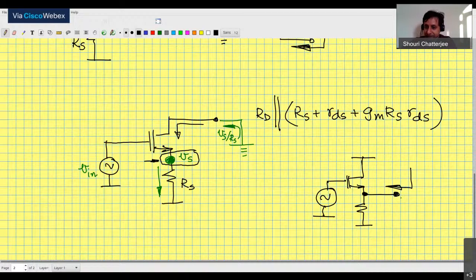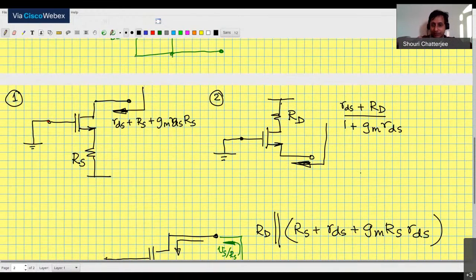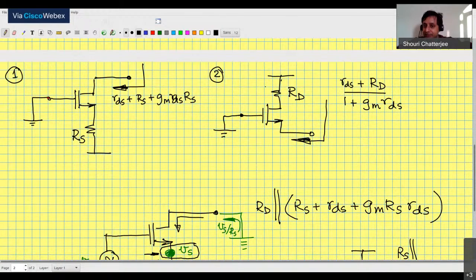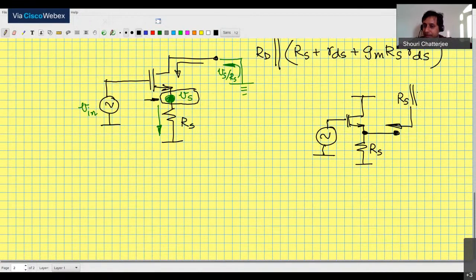I see two things. Looking down, I see Rs. Looking up, I see this second formula but terminated by 0 ohms. So my impedance is going to be Rs in parallel with Rds by 1 plus GmRds. Okay, so this is the output impedance. And then again, I find out the short circuit current over here. Right? Why am I doing all this? To find out the voltage over here.